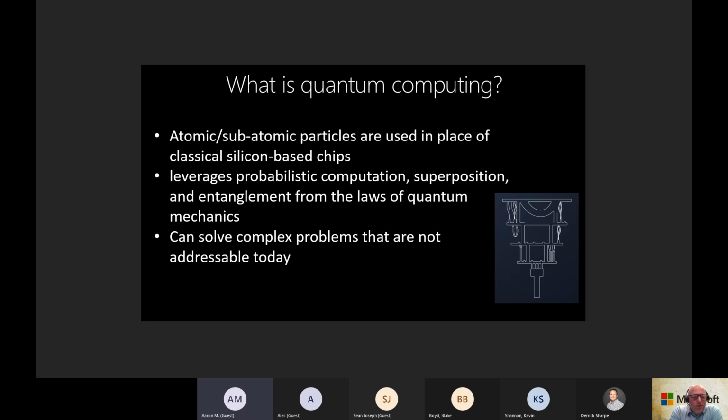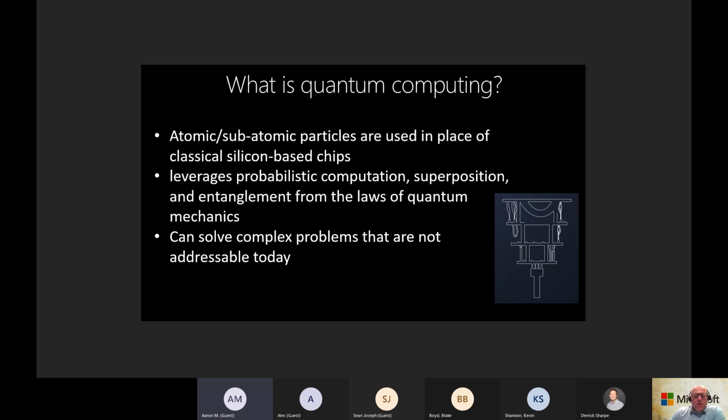So that last bullet is kind of interesting: these computers can solve problems that are not addressable today. What that means is that with classical computing, there are certain things that are just too difficult. There are too many permutations, too many steps, too much memory required, too much compute required. Regardless of the situation, there are a lot of different problems that this type of computing can address.